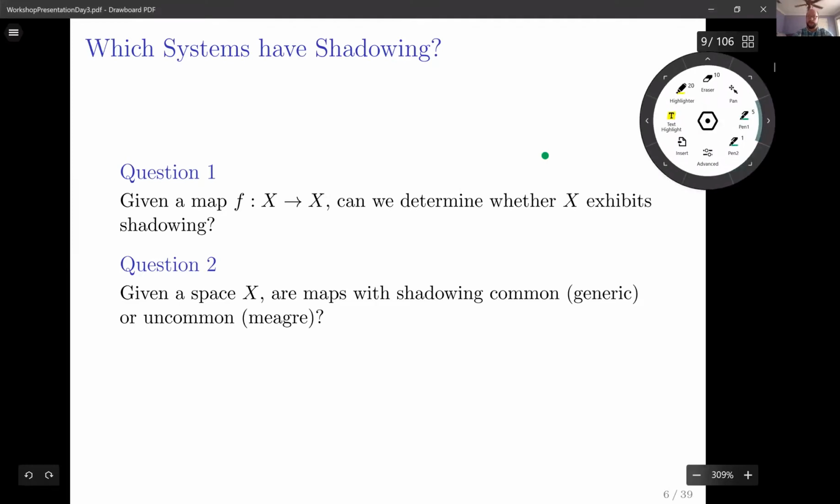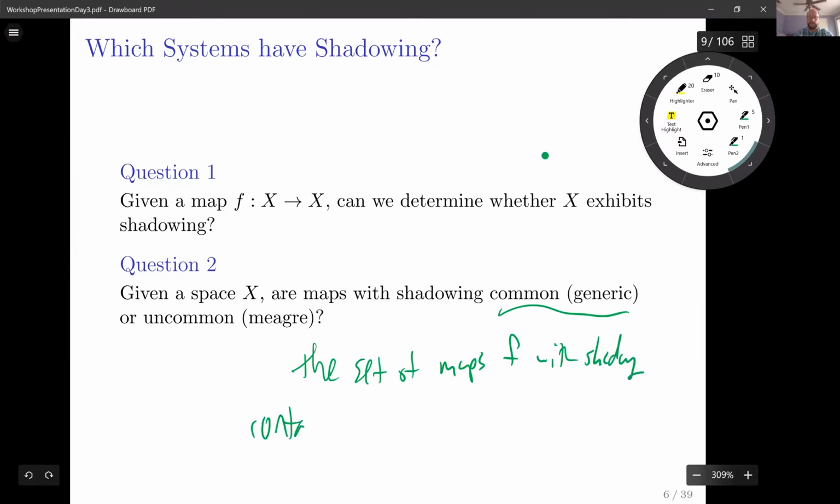When I say common, when I say generic, what I mean is that the set of maps with shadowing contains a dense G delta set.